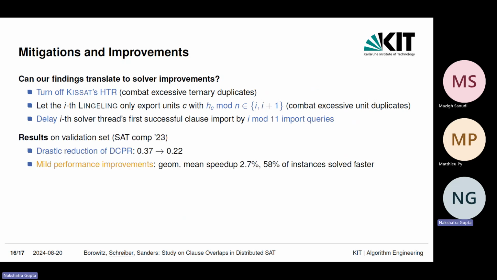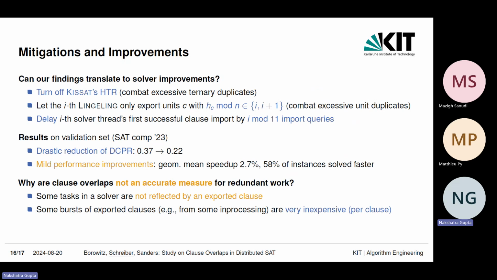All right, so what are the results? Well, we saw that our DCPR decreases drastically from 37 down to 22%. So that's a success. However, our performance improvements were really mild. We only saw a geometric mean speedup of about 2.7%, and only around 58% of instances were solved faster at all. So, like, convincing. Apparently, this is not a great measure for redundancy and for performance.